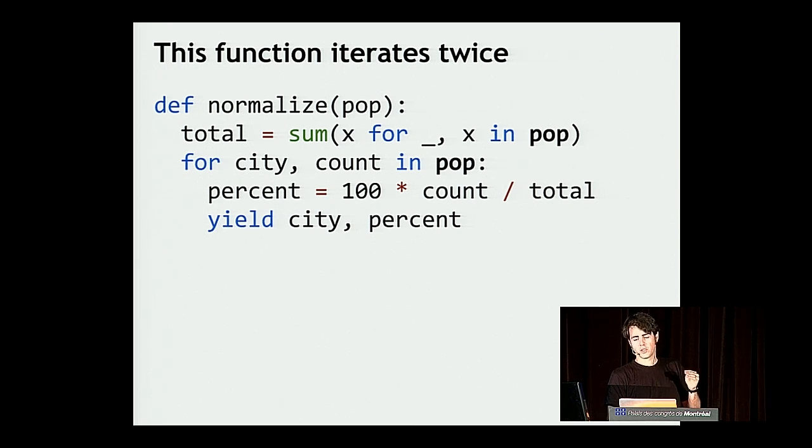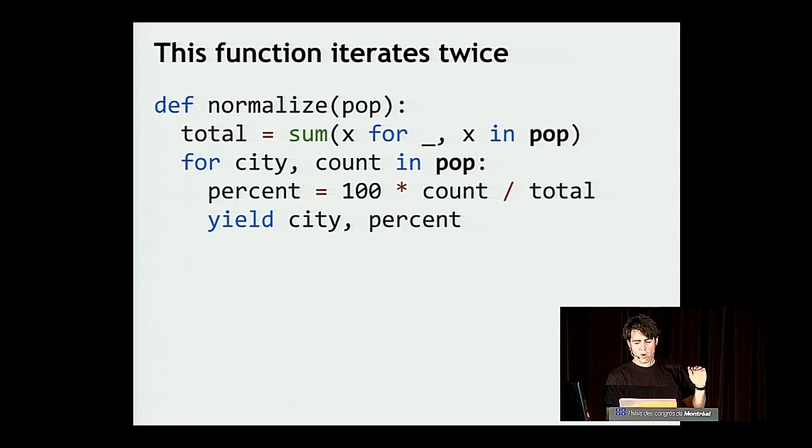Then we iterate over the file again, and we go through each city and figure out its contribution to the total. So you have to do this. It's just the nature of the problem. You have to sum everything up, and then you have to divide. There's a whole set of problems that are of this kind, and they all suffer from this.